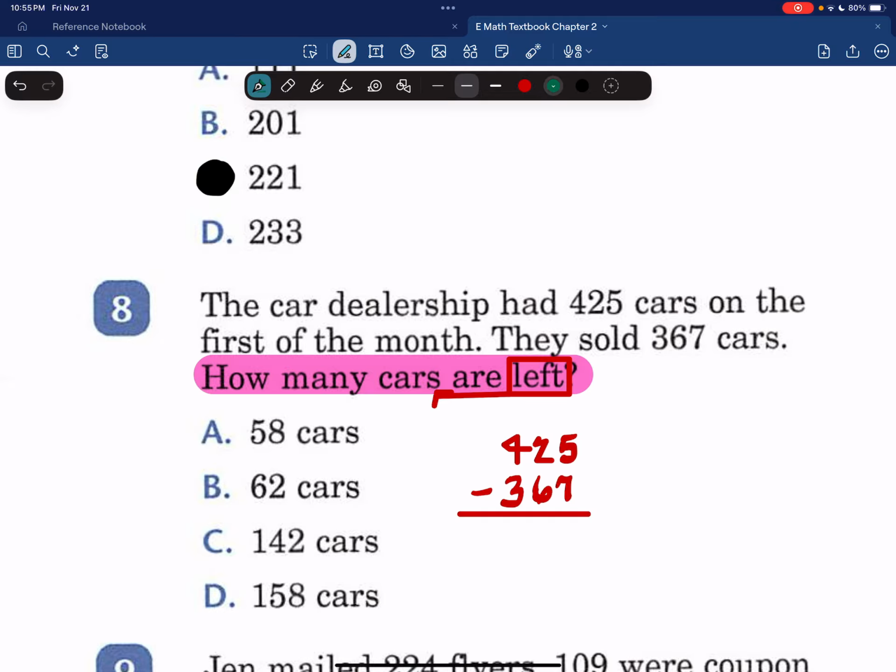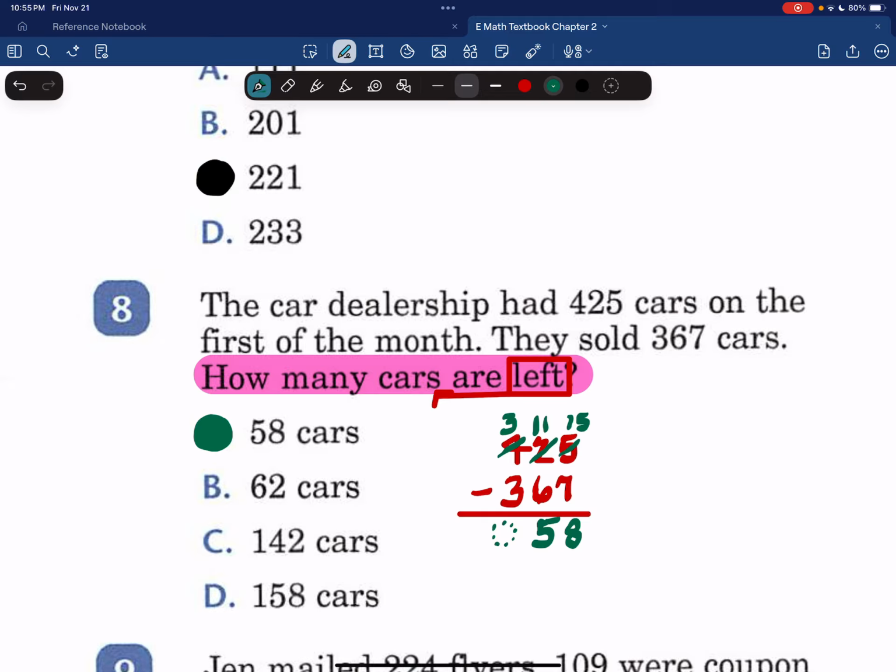Well, I can't take 7 from 5, so I'll borrow and make a 15. 15 take away 7 is 8. I can't take 6 from 1, so I'll borrow and make an 11. 11 take away 6 is 5, and we're left with nothing over here. So my answer is 58.